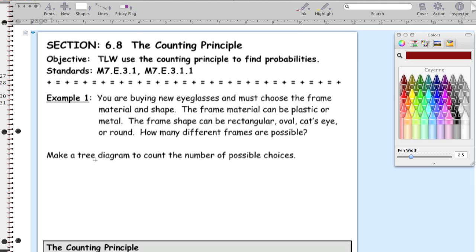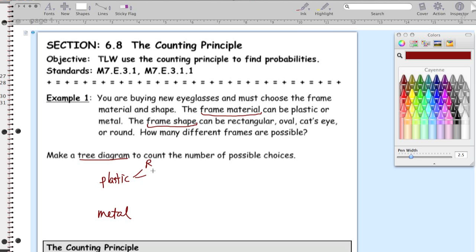Well, one way to go about doing it is to make a tree diagram. So to do that, we're going to say, okay, we first have to choose the frame material. There's two different frame materials. It can either be plastic or metal. Now that the frame material has been chosen, the frame shape needs to be chosen. The frame shape can be either rectangular, oval, cat's eye, or round. So if you were to go with plastic, you now have these 4 options to choose from.